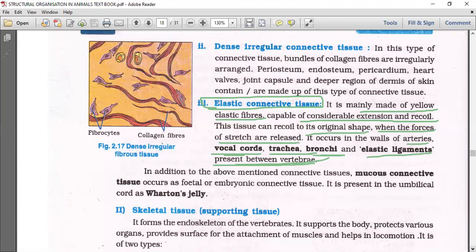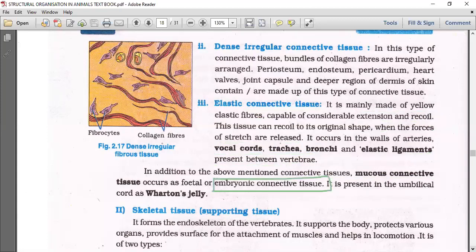In addition to the above mentioned connective tissues, we have some more, like mucous connective tissue, which occurs as fetal or embryonic connective tissue. During embryonic stages, we have a separate connective tissue, that is mucous connective tissue. We don't find that kind of connective tissue in the adult, but at least a little amount you can see in the umbilical cord at the time of birth. We call it Wharton's jelly. That means embryonic connective tissue is mucous connective tissue.